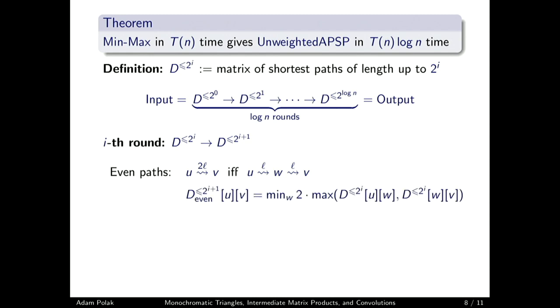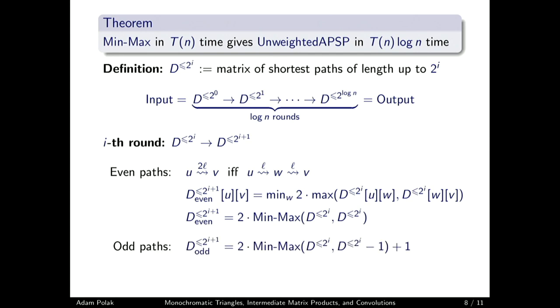So basically, we compute the length of the shortest even path between u and v as a minimum over w of twice the max of the distance from u to w and from w to v. This is an upper bound, because twice the maximum is larger than the sum. On the other hand, since you can always find such a w that there is equality, it's also a lower bound. So we can compute the even paths using the min-max product. For odd paths it's kind of similar, but more technical, and taking the minimum of these two gives you the answer. End of the proof.